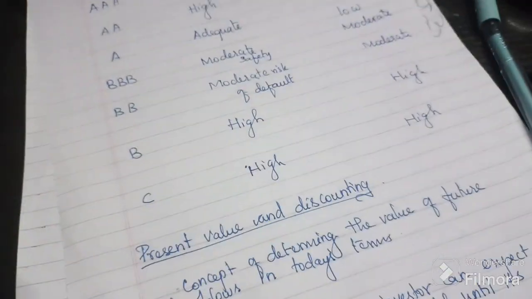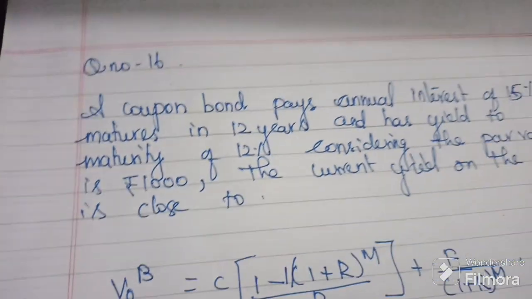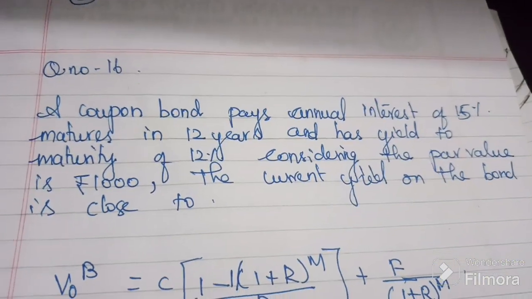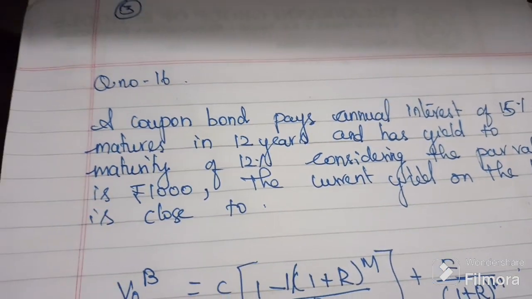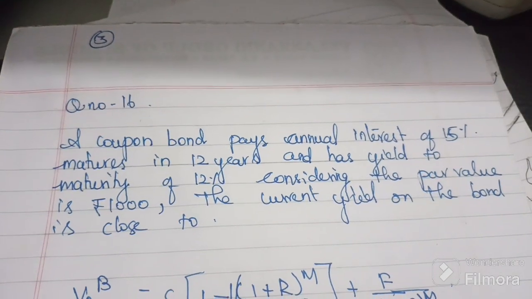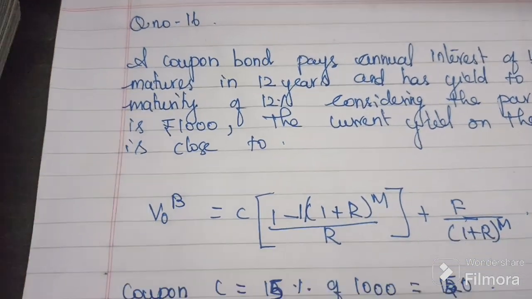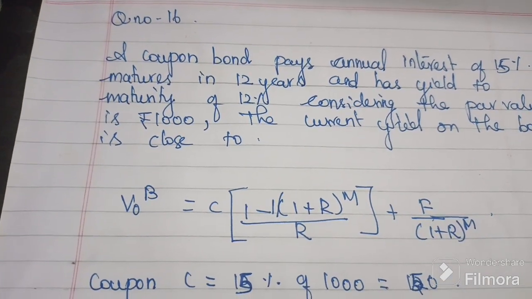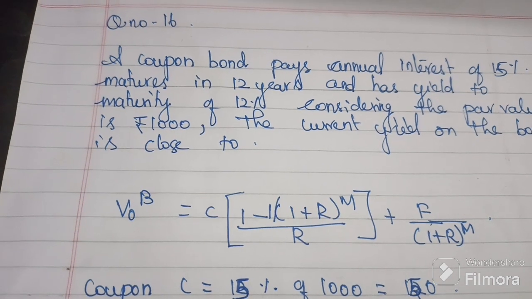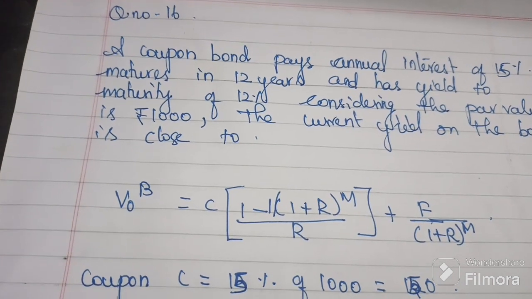Now one more thing, we are going to calculate another question. A coupon bond pays annual interest of 15%, matures in 12 years and has a yield to maturity of 12%. Considering the par value is 1,000, the current yield on the bond is close to what? V0B is equal to C times (1 minus 1 by (1 plus R) to the power M) divided by R, plus F by (1 plus R) to the power M. The same formula we have written here.